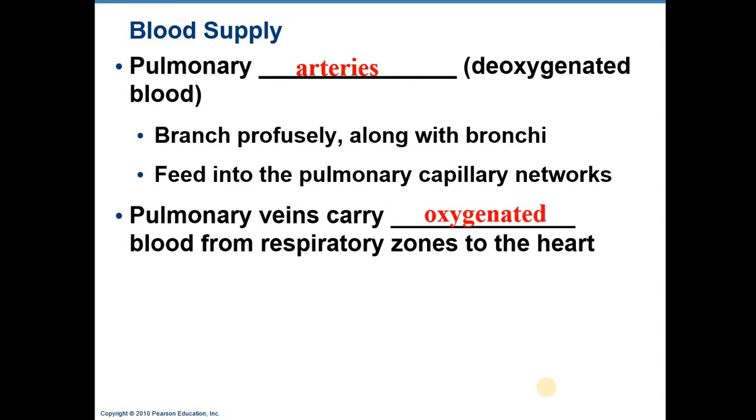For the blood supply, you have the pulmonary arteries, which carry deoxygenated blood, and then the pulmonary veins carrying oxygenated blood. This is a review from chapter 19 because you know about the pulmonary circulation, hopefully. The pulmonary arteries are leaving the heart going towards the lungs, and that's why it's deoxygenated, because it's dropping off that carbon dioxide. And then the veins bring it back into the left side of the heart after you've picked up the oxygen.